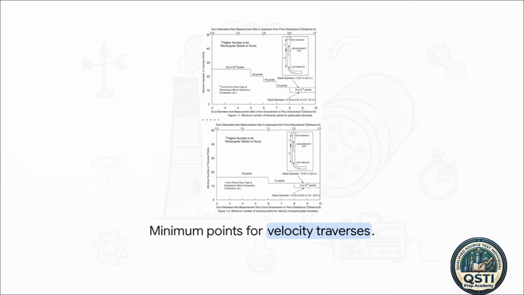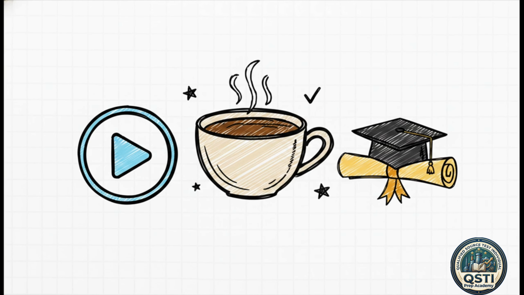For those of you just doing non-particulate velocity testing, here's figure 1-2. You use this exactly like the first chart to figure out your minimum points based on duct diameters. But notice how the minimum point requirements drop off way faster here. It's just a much more forgiving curve when you don't have to stress about sucking physical dust perfectly straight into a nozzle.